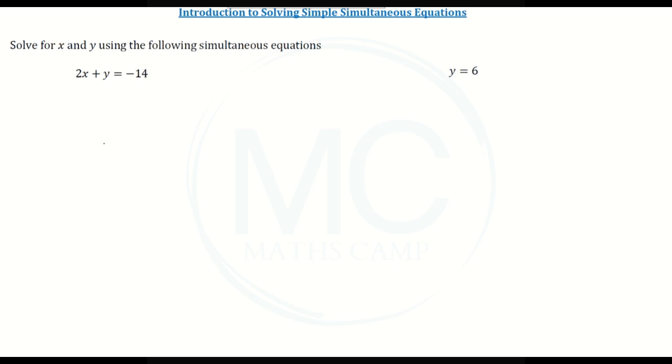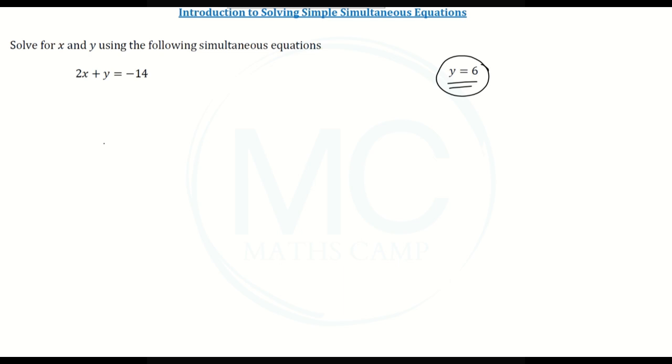2x plus y is equal to negative 14, and y is equal to 6. Now, a lot of students have a look at this and say, well, y is equal to 6. What am I supposed to do with this? The question has already given you half of your answer. Y is equal to 6. So all we have to do now is solve for x.